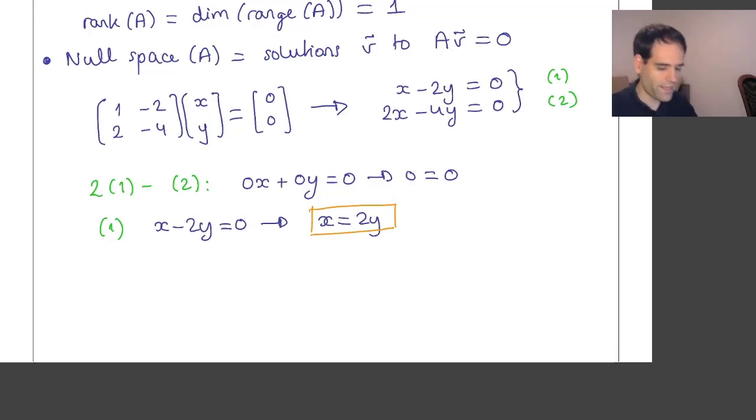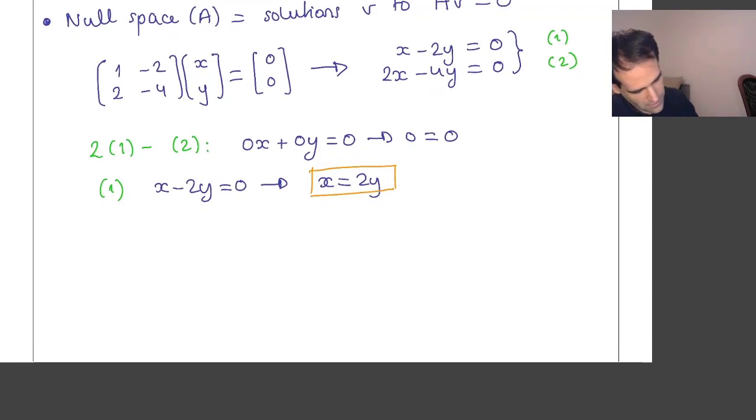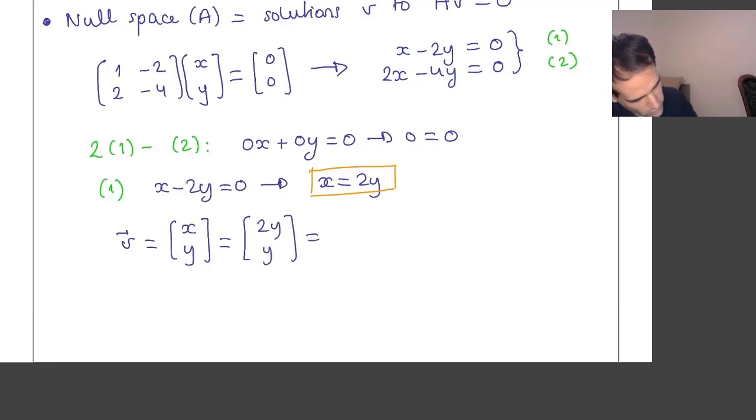So x equals 2y is the equation of a straight line, yeah? But an easy way to see this is to write vector v, which is equal to (x, y), and substitute the general solution into vector v. So then this would be (2y, y), which would be equal to y times vector (2, 1).